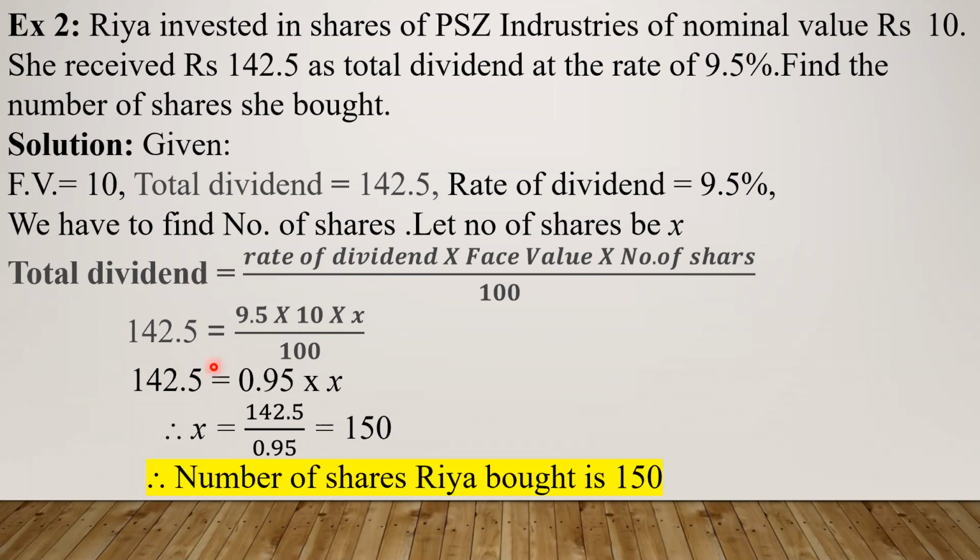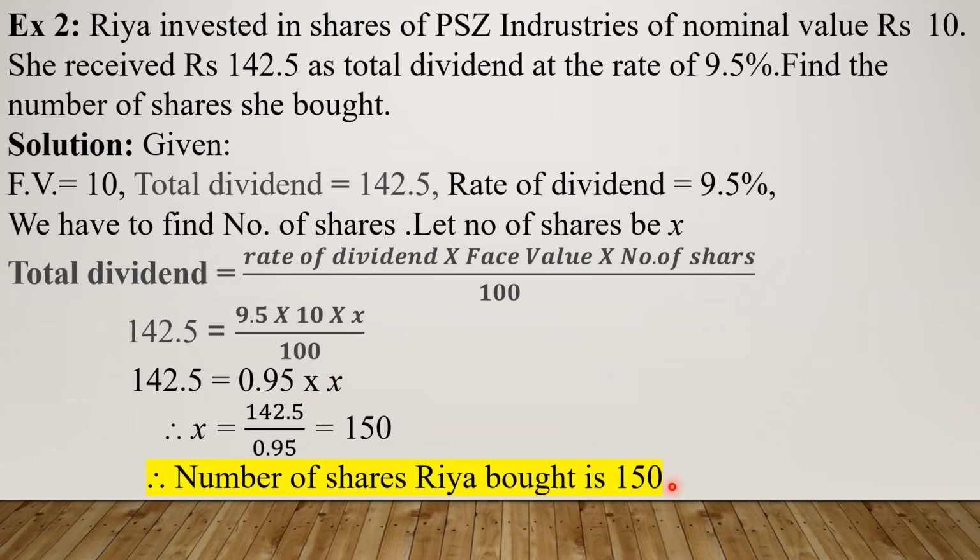Now I have to simplify this equation and find the value of X. So I will keep left hand side as it is and simplify this much. 9.5 into 10 divided by 100. Use calculator, you will get 0.95 into X. Now this equation I have to solve for X. So this 0.95 has to go to the other side. Here there is a multiplication, so when it will go to the other side, it will divide. So 142.5 divided by 0.95. When you do this, you will get 150. So we got the value of X as 150. What was our X? Number of shares. Therefore, number of shares Ria bought is 150.